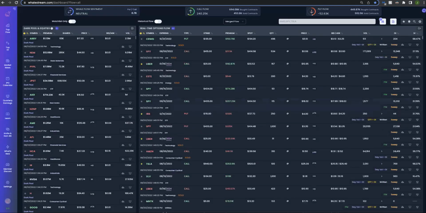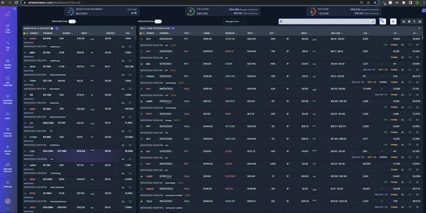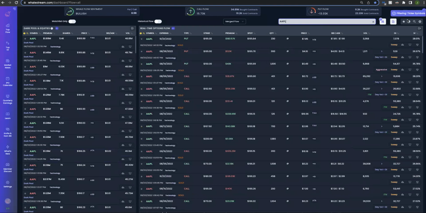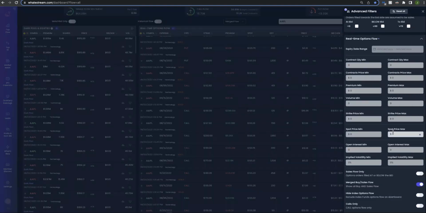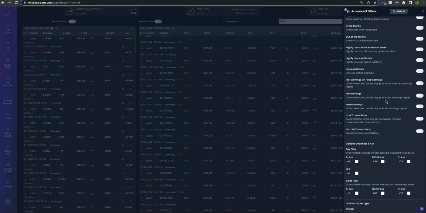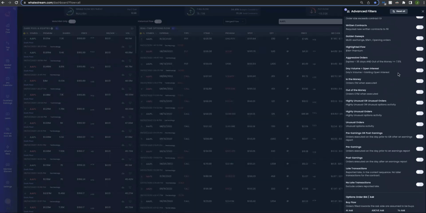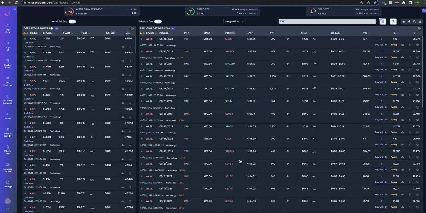And you could add and remove things from your watch list and ignore list from there as well. What are some other things on here? You could export. So whatever's on your flow, whatever's on your dashboard, let's say you're looking at Apple, and let's say I have merge flow, sweeps, and unusual orders. Okay, there were none. Let's do just out of the money and days volume greater than open interest. Boom. Okay, so now you'll have this on here.